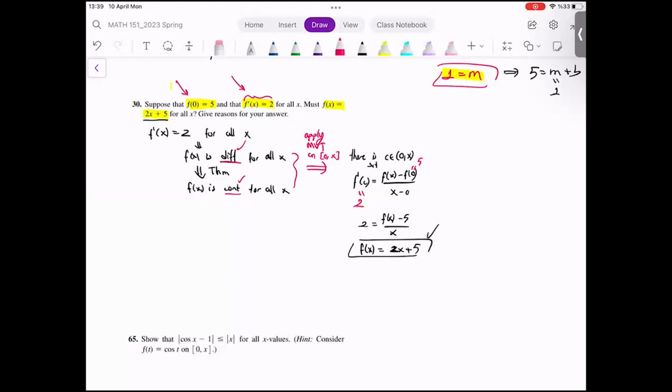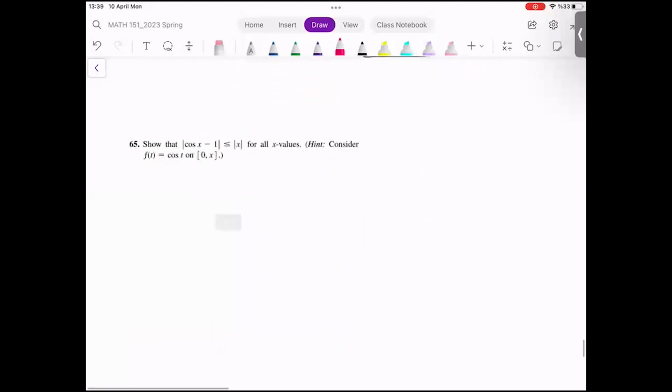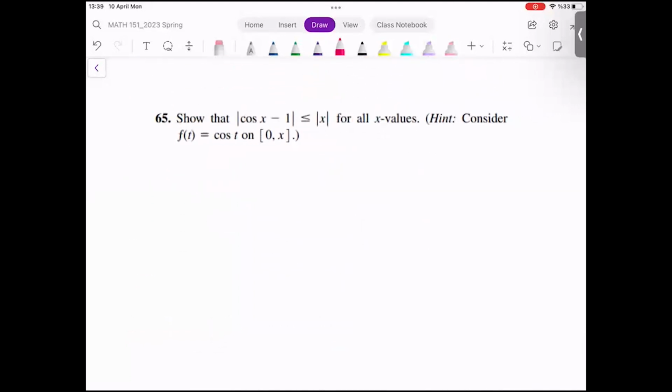And one final example before I let you go. It is also not that long. It's a short one. Because I see these types of questions everywhere, I want to show you one example. Show that this inequality holds for all x values, okay? And there is a hint. Consider this function on this interval. We will apply the mean value theorem on this function on this given interval to prove the given inequality.